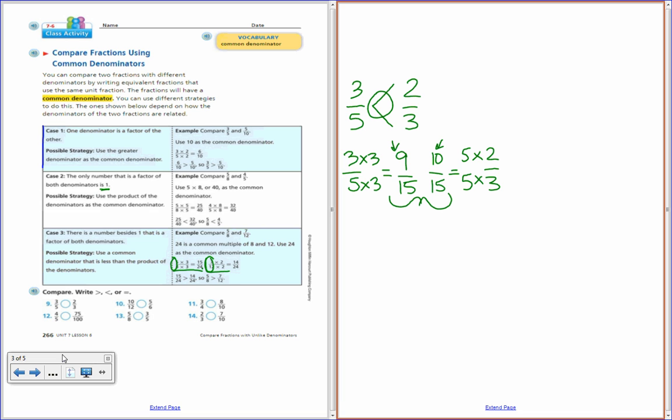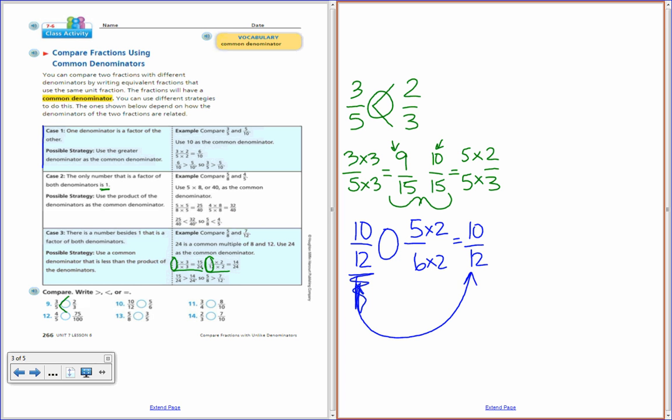Let's do another one. Let's do 10/12 and 5/6. Well, I know I can get this 6 to be a 12, right? Times 2 times 2 equals 10/12. Look at that. Now I can compare 10/12. I'm not going to do anything to this one because I'm trying to get my denominators the same. So what can I say about these two fractions? 10/12 and 5/6 are equivalent.